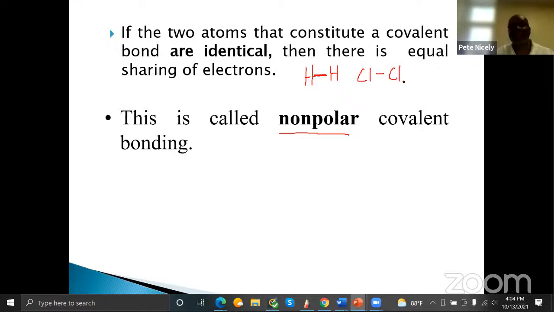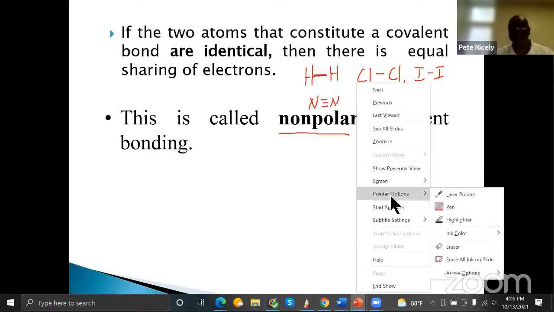And that is true not only for hydrogen, true for pretty much all the diatomics that we were exposed to: chlorine, iodine, nitrogen, and so on. All these diatomic molecules are nonpolar. The bonds are nonpolar. And that's because in each case, the two identical atoms are going to have an equal attraction for the shared electrons, all right?